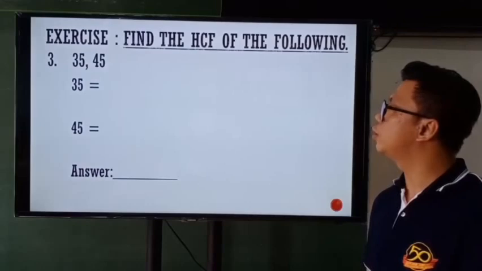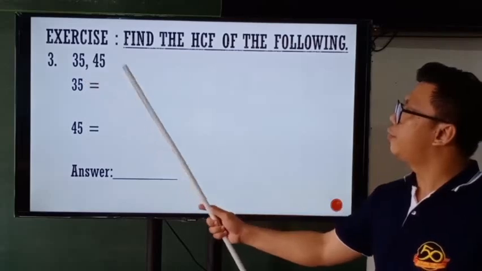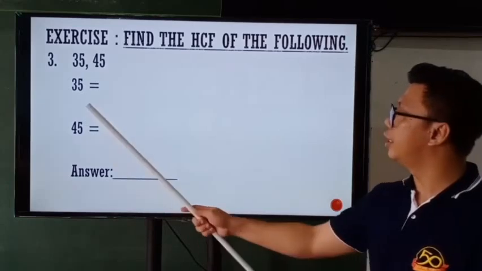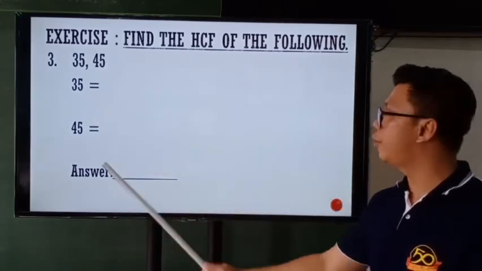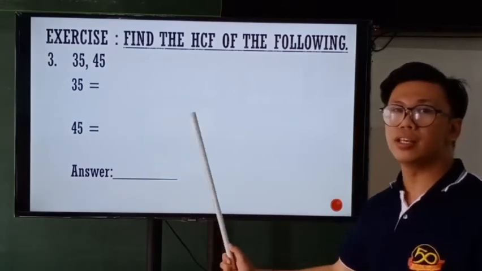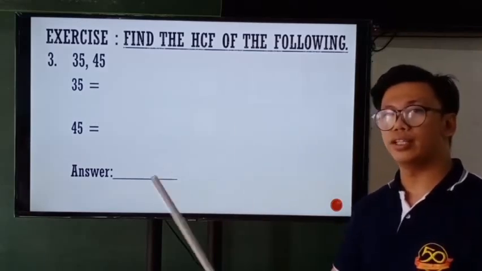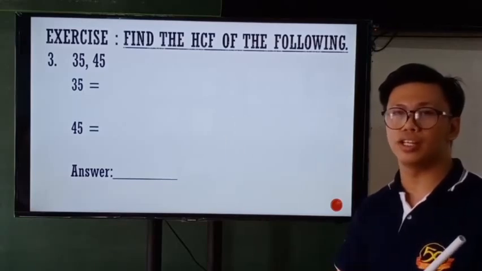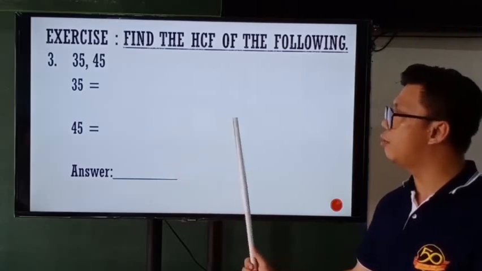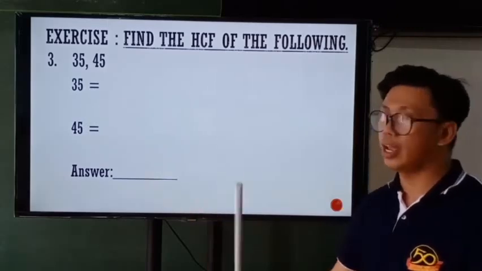Okay, now let's go to exercise number 3. We have here 35 and 45. So the first method is we will find first the factors of 35 and 45. And after getting the factors, you list the numbers in ascending. What is ascending again? That is writing the smallest number going to the largest number. And after listing the numbers, we will find the common factors of 35 and 45.